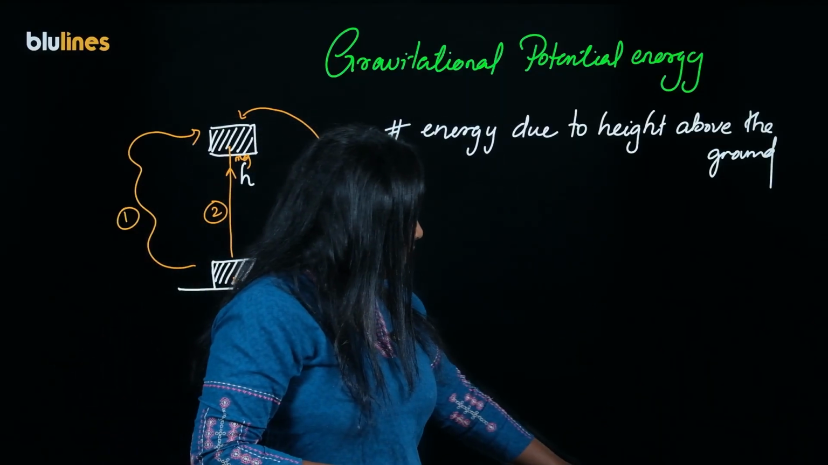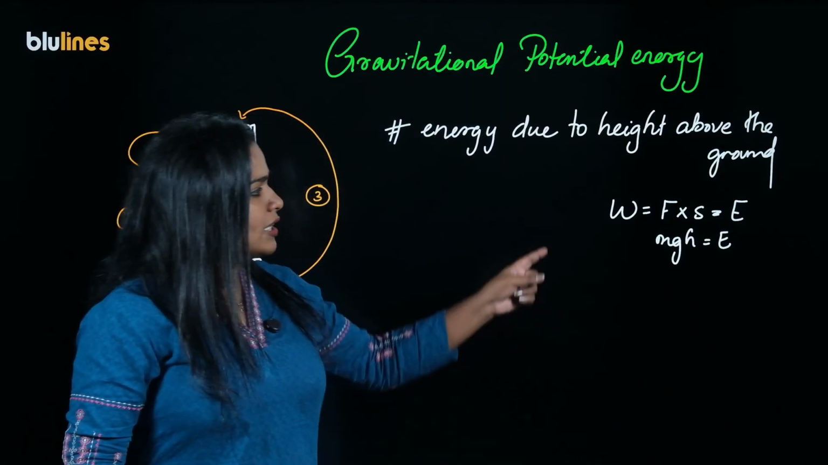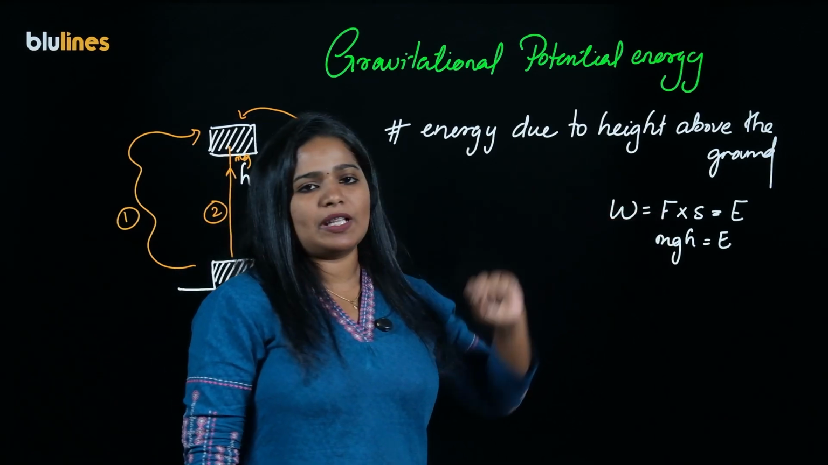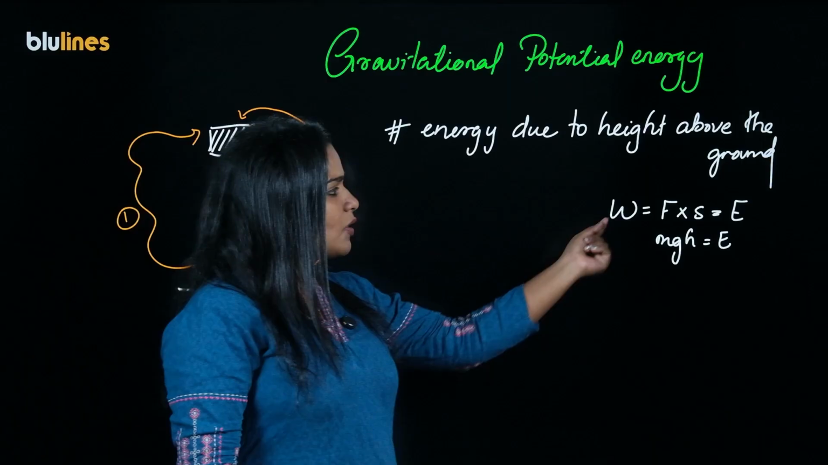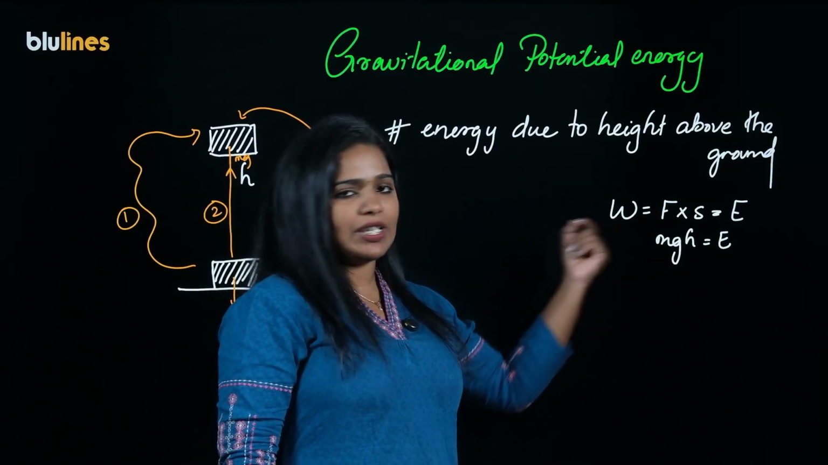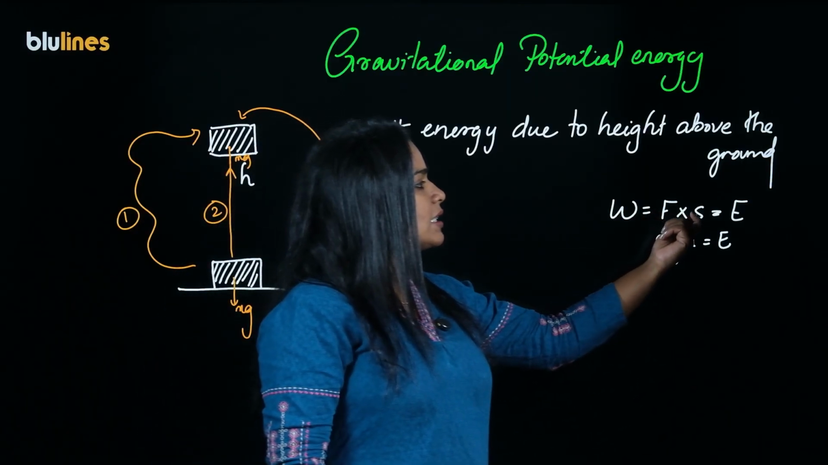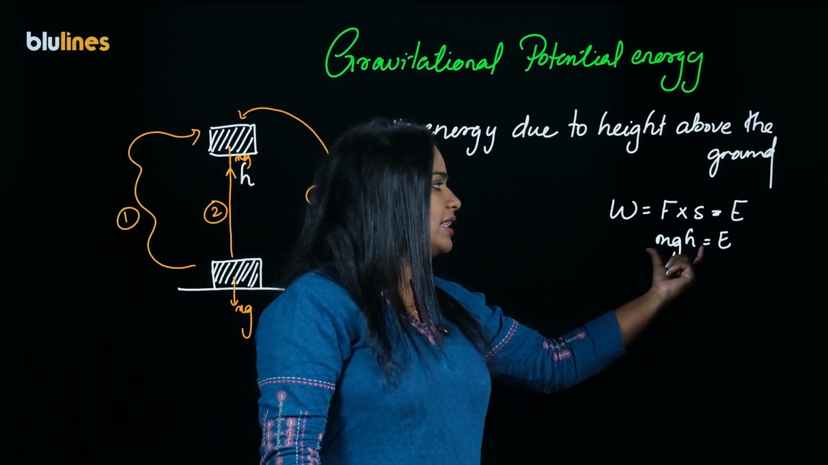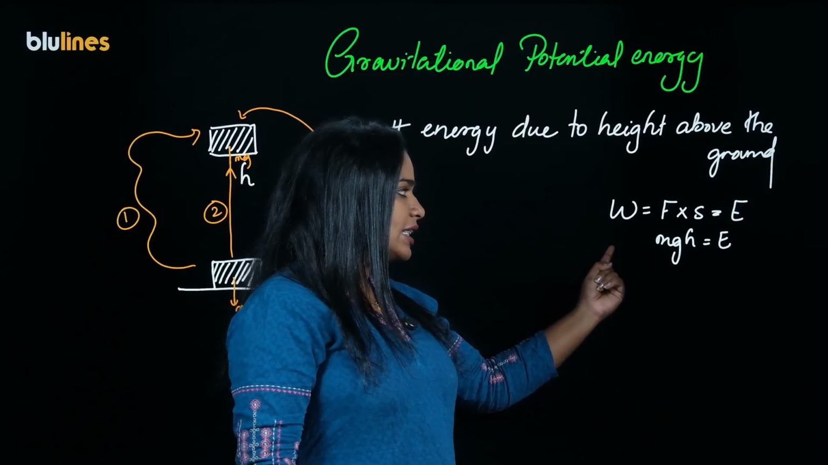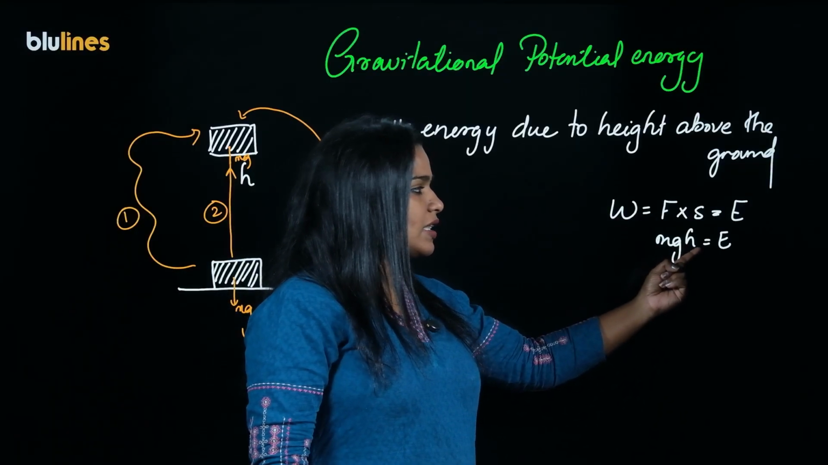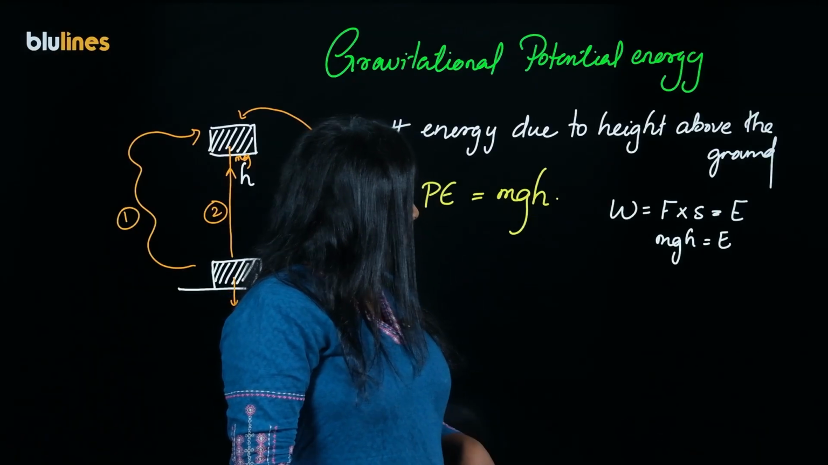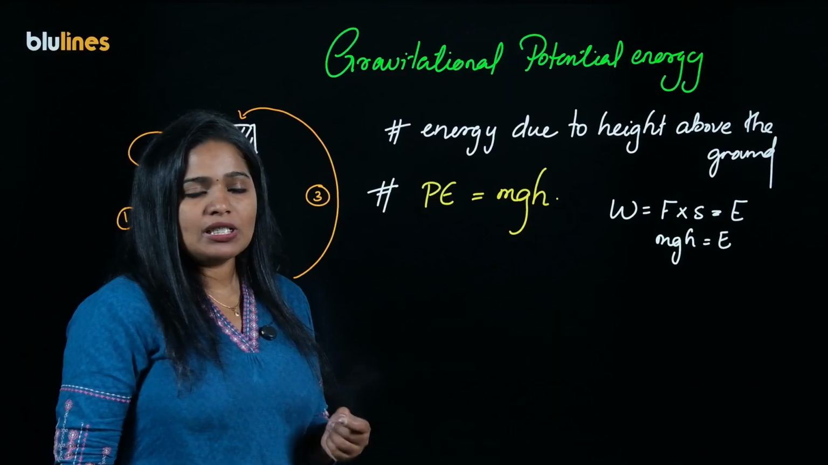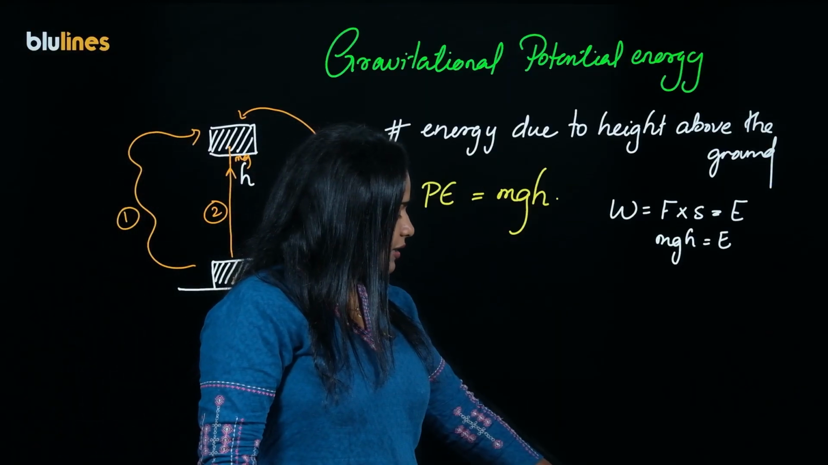We know the expression for work: work is equal to force into displacement, and that work is stored as its potential energy. So what is the force here? It is the weight mg. What is the displacement? Yes, it is the height h. So we get work is equal to mgh, which is equal to the potential energy. This gives you the expression: potential energy is equal to mgh.